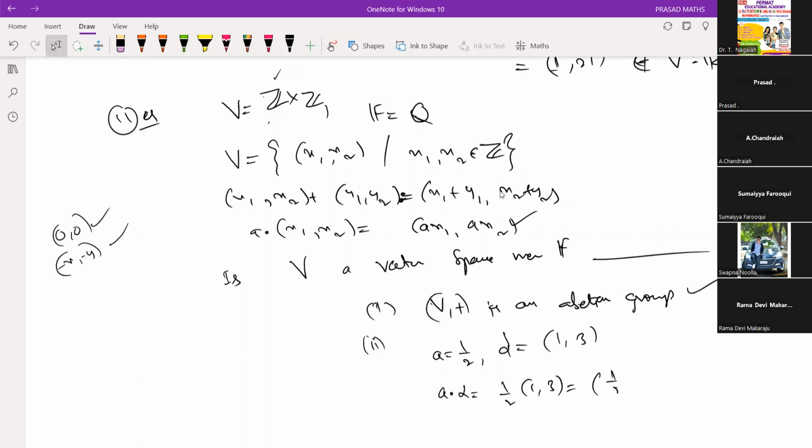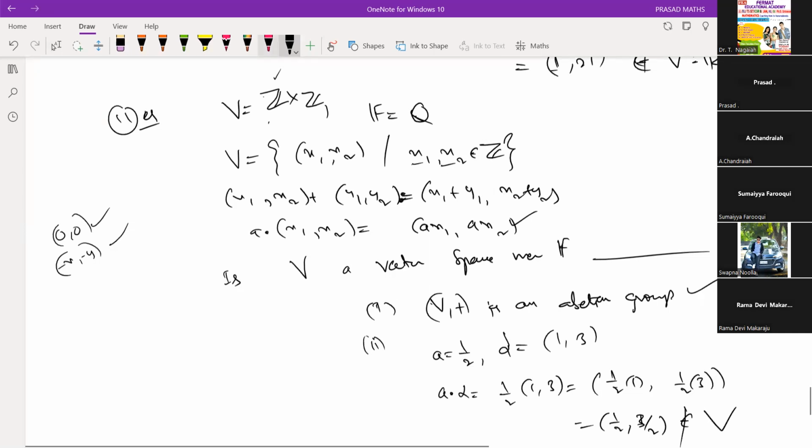Therefore, using this, (1/2 times 1, 1/2 times 3), which is nothing but (1/2, 3/2). Is it an element of V? No, because one of the elements is not an integer. Therefore, it is not an element of V. Hence, it fails to satisfy the second property. Therefore, it is not a vector space.